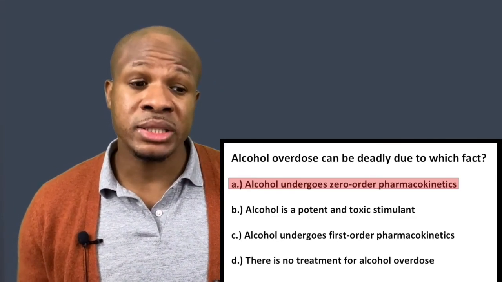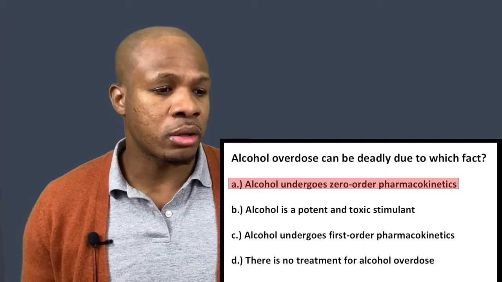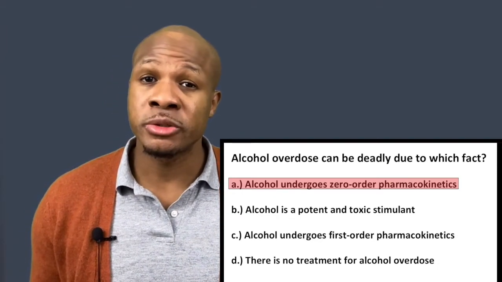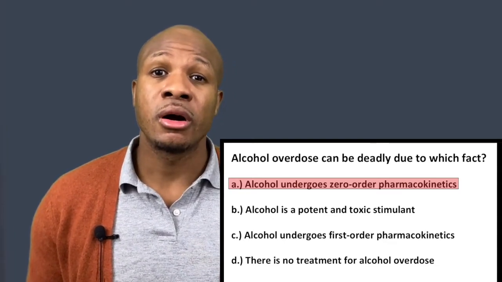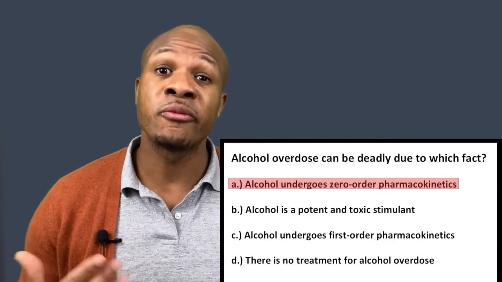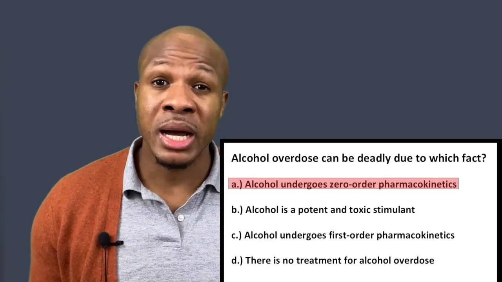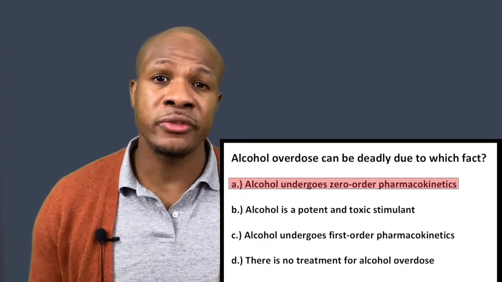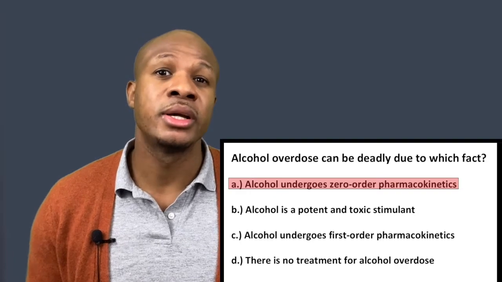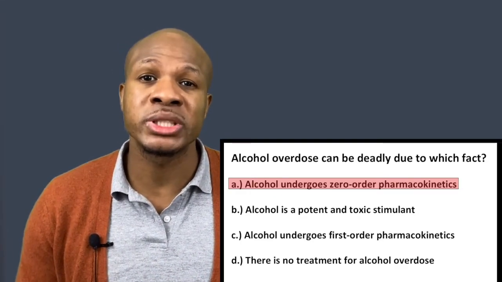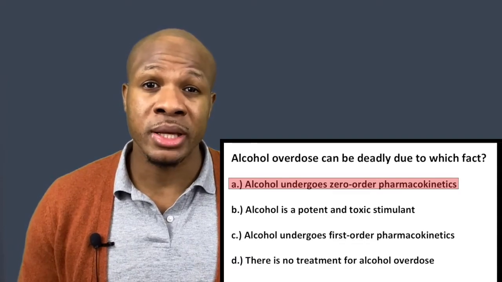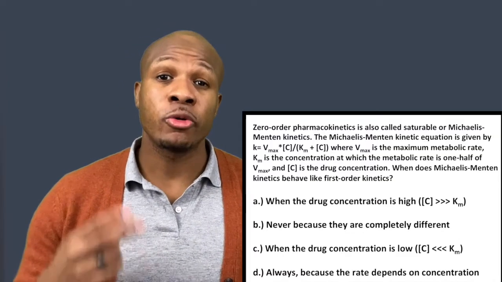And finally, D says there is no treatment for alcohol overdose. Well, that's not true, right? There's definitely treatment guidelines to treat someone who comes in with alcohol overdose. Definitely giving them fluids. Dialysis will be another option for treating alcohol overdose. So there are different treatment options if this does occur. So D is definitely not the right answer. And the correct answer is answer choice A, zero order pharmacokinetics. Okay, let's go on to question number 2.